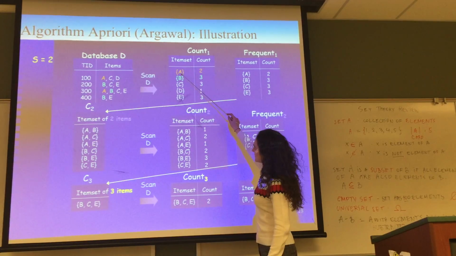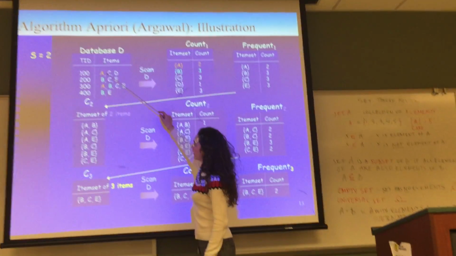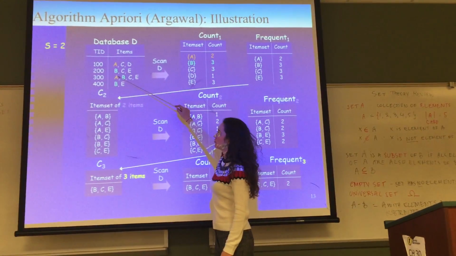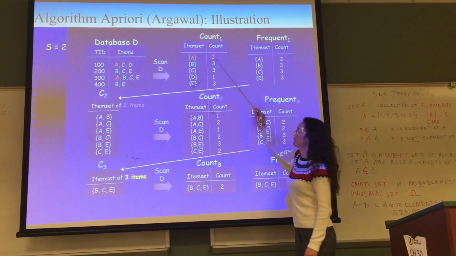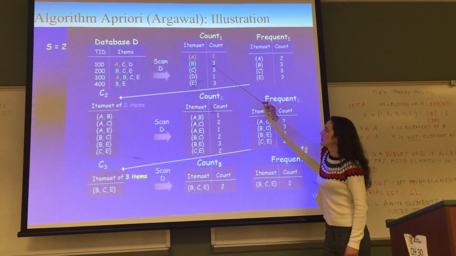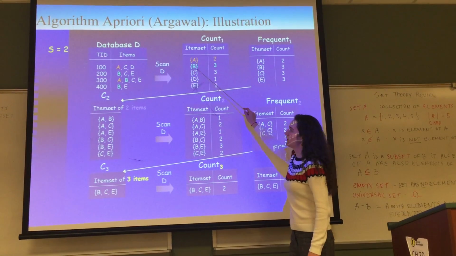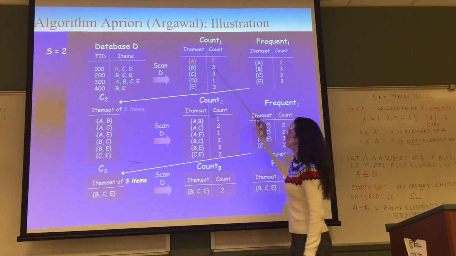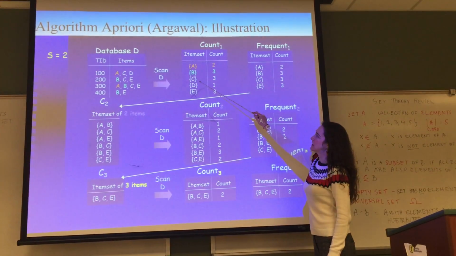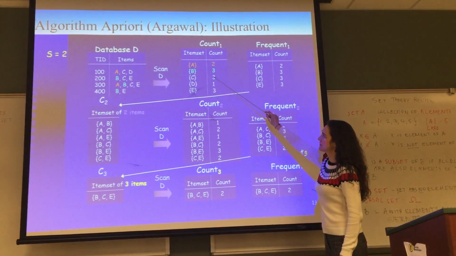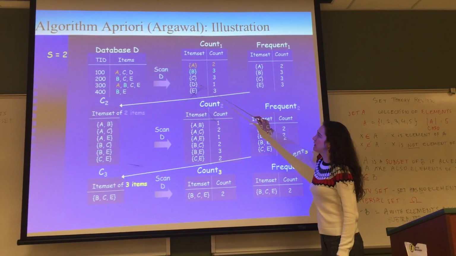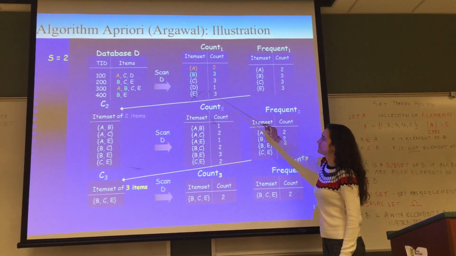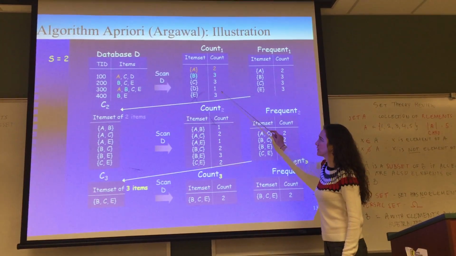The first one is A. A happened 2 times, 1, 2. Support for A is 2. Next one is B. B happened 3 times, 1, 2, 3. Support for B is 3. C happened also 3 times, support is 3. D happened once, support is 1. E happened 3 times, support is 3.